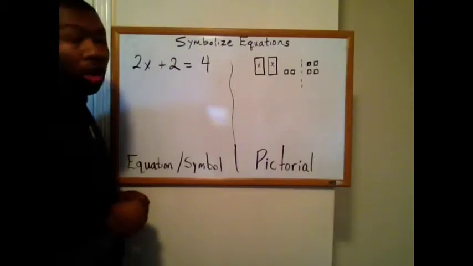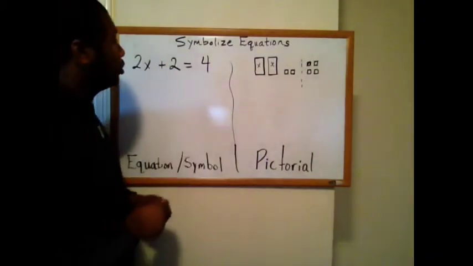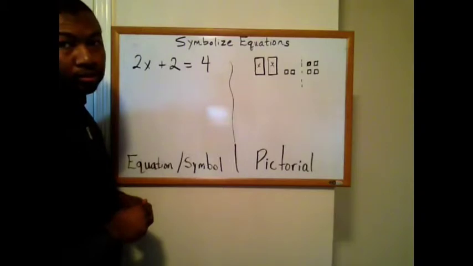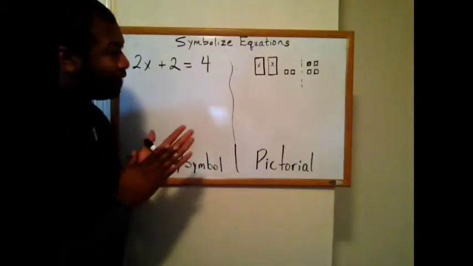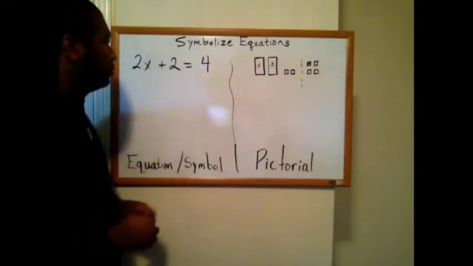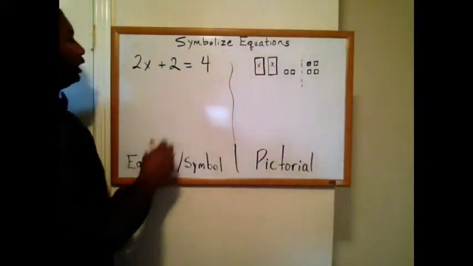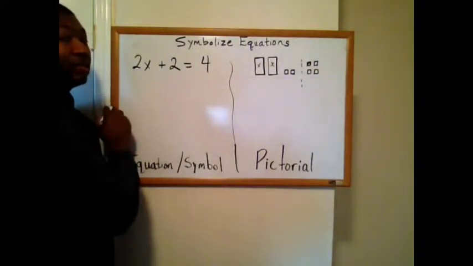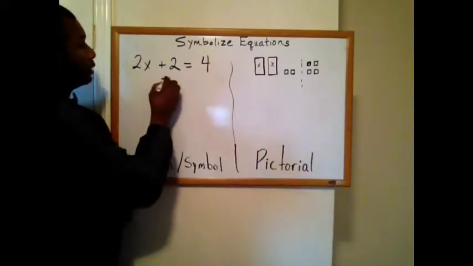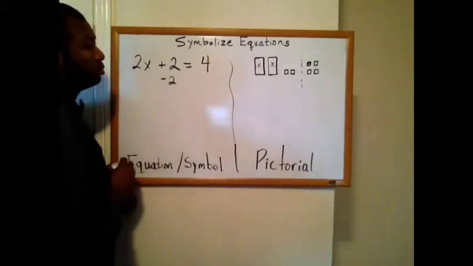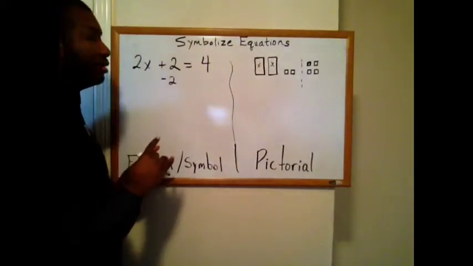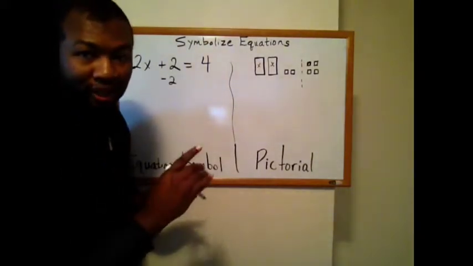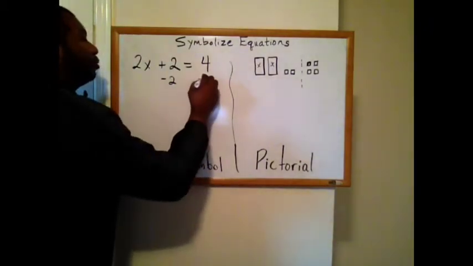Now, we're going to solve it using the picture. We're going to solve it using the equation. What do I do first? First step. Over here, to isolate the variable term 2x, subtract 2. And then what you do to one side, do it to the other. So I subtract 2 from over here.